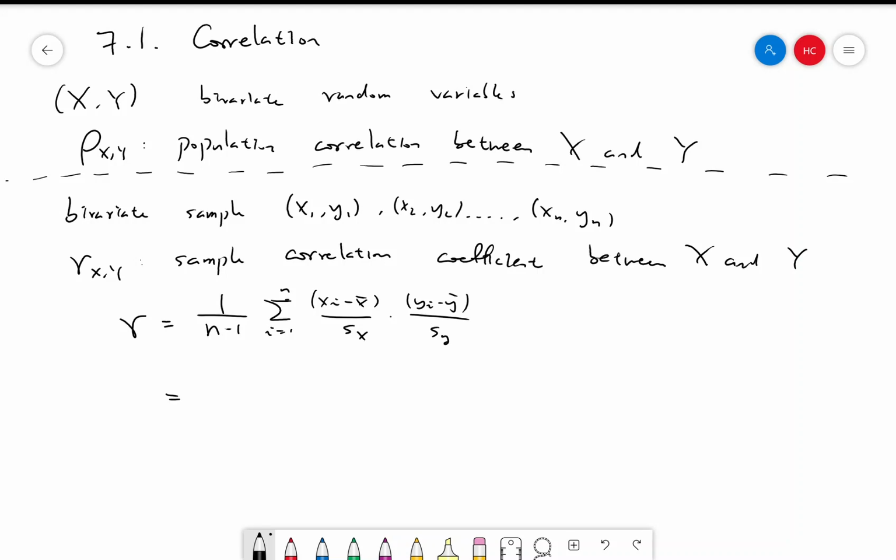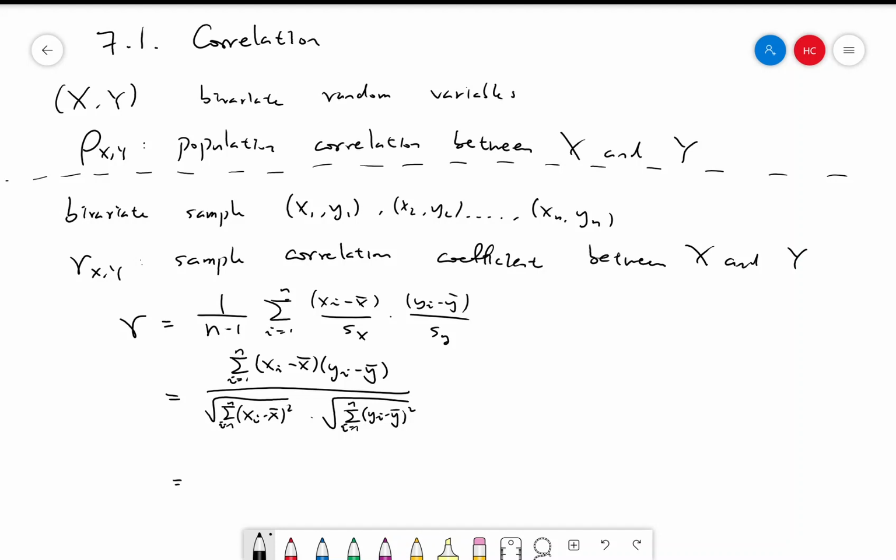The second way to calculate it is plugging in the formula for the sample standard deviations. Then we get a big fraction. The numerator is the sum of xi minus x bar times yi minus y bar. And the denominator is the square root of the sum of xi minus x bar squared times the square root of the sum of yi minus y bar squared. That's the second way to calculate it.